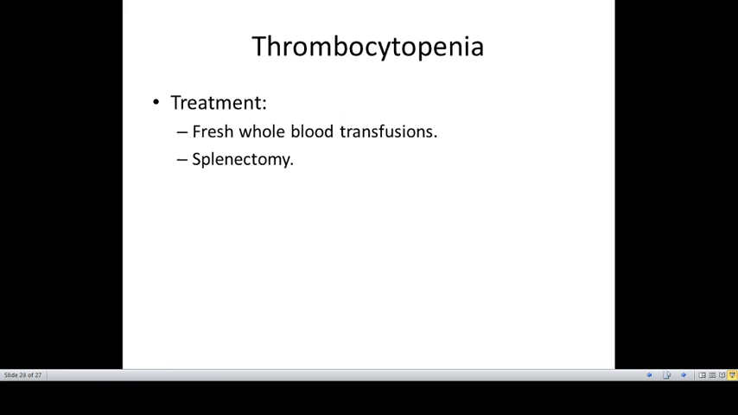Relief from bleeding for 1 to 2 days can often be seen in these patients by giving fresh whole blood transfusions that contain large numbers of platelets. Splenectomy is often helpful, leading sometimes to complete cure.